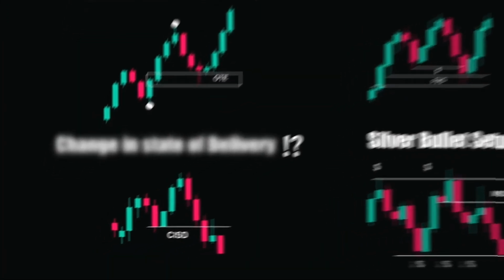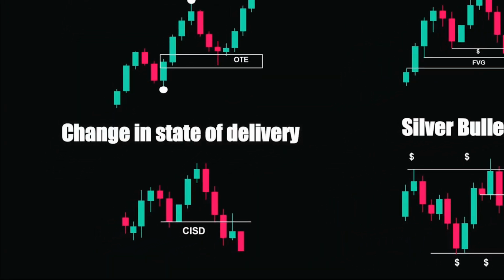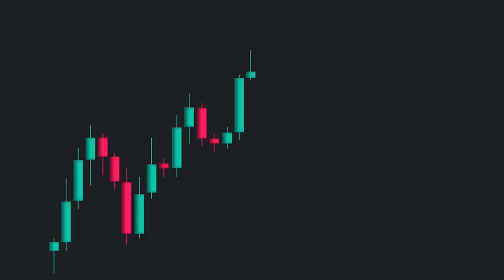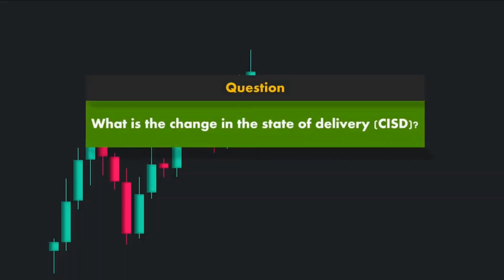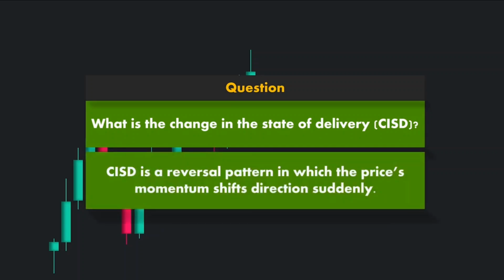Next, we have the powerful concept of change in state of delivery, or CISD. So, what exactly is the change in the state of delivery? CISD is a reversal pattern in which the price's momentum shifts direction, suddenly signaling a potential reversal.